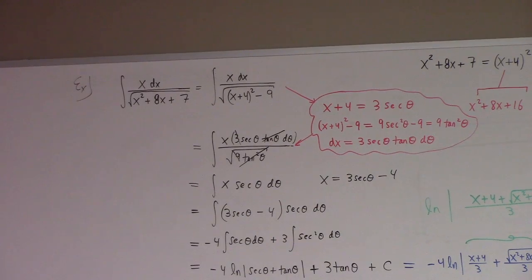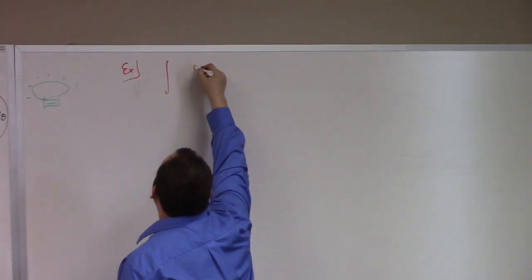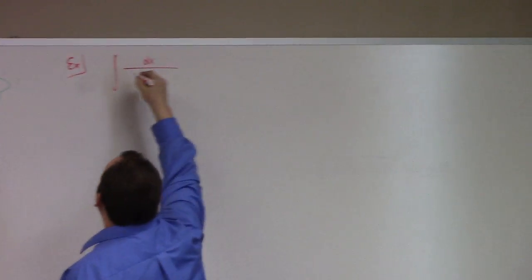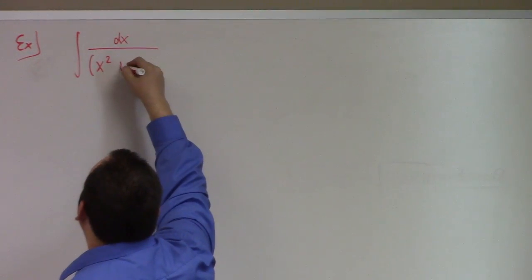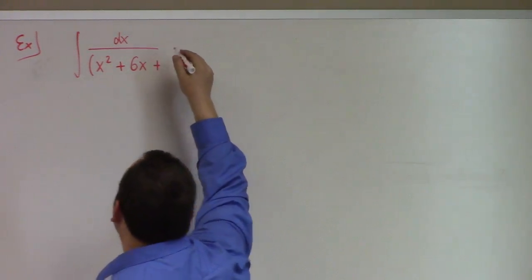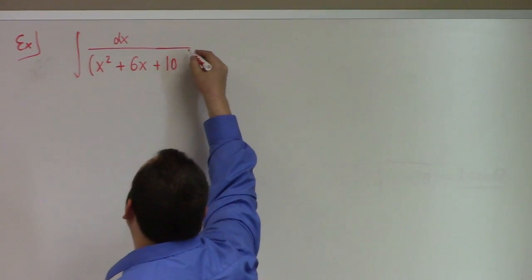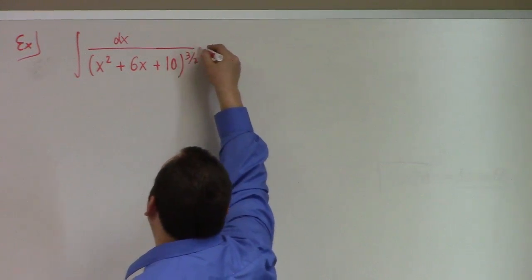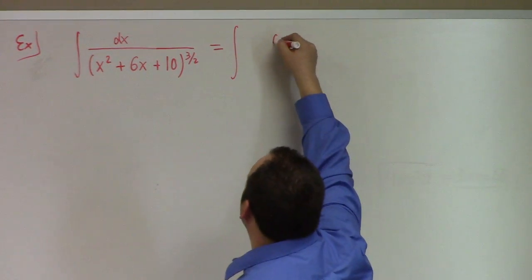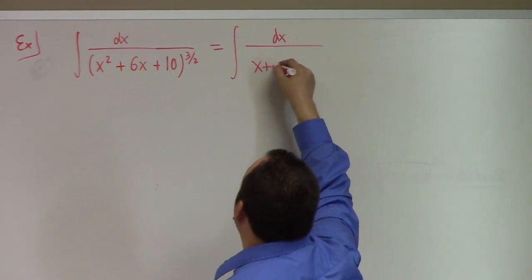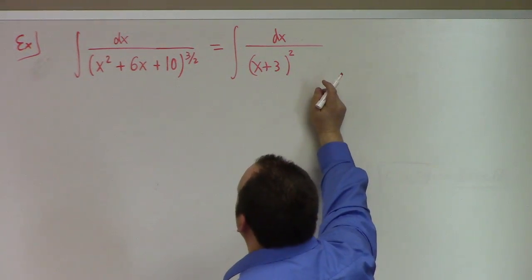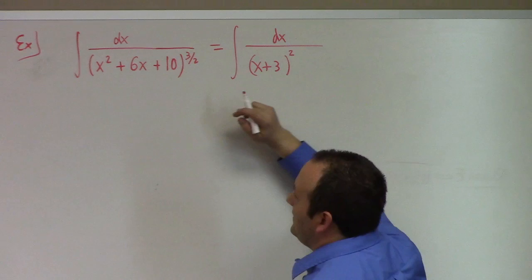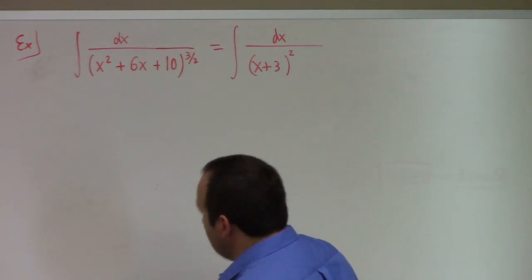Let's see here. Let me try to do something similar but different. What if I had something like dx over, say, x squared plus 6x plus, I don't know, 10 to the 3/2. All right. So this is dx over x plus 3 quantity squared. Oh man, it's still pretty easy. Oh, I was trying to make this more cluttered. Let me make that 11. I want to make our life unpleasant for a second here.